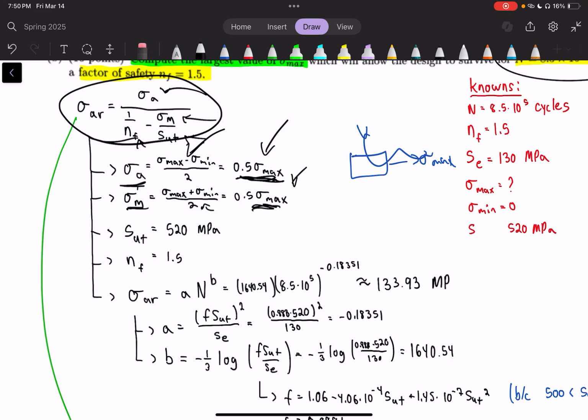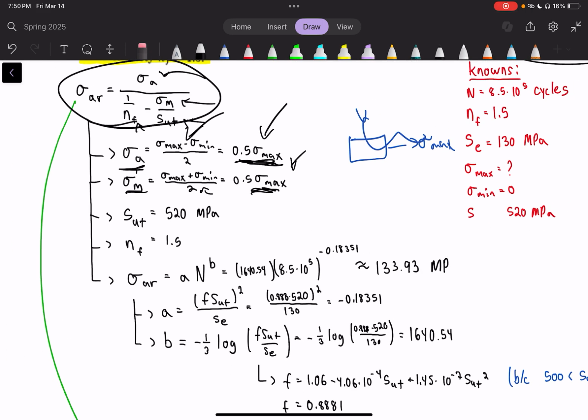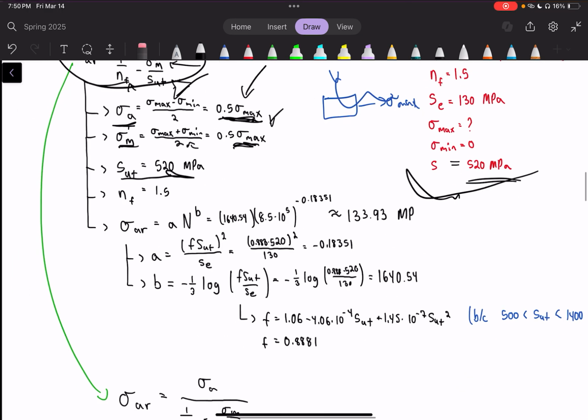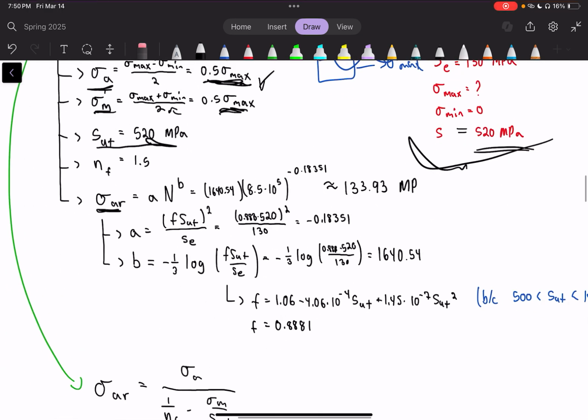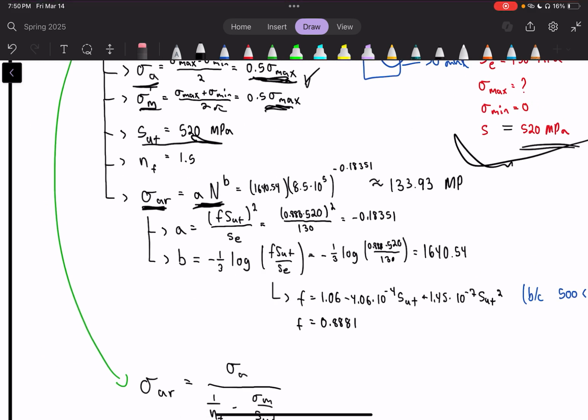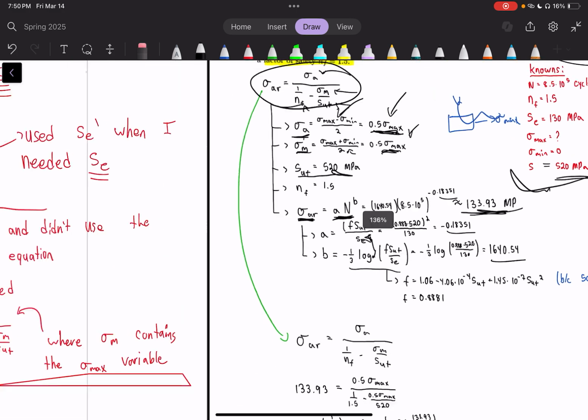To find the ultimate, we're going to be keeping that 520 from the givens, which are the knowns. We are able to use this alternating relationship here for that specific value, which is a n to the b. Doing that, we can find a and b, which are given to us by these relationships here, get those values, plug them in, and then that is how you get that specific value.